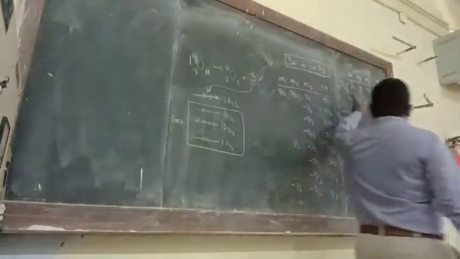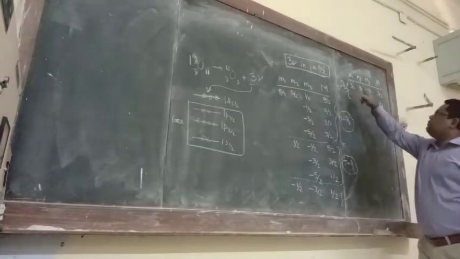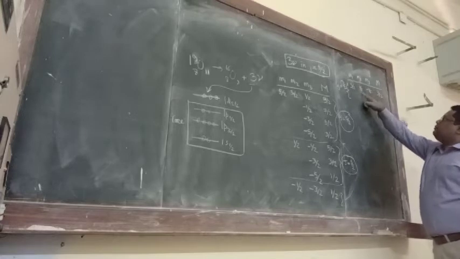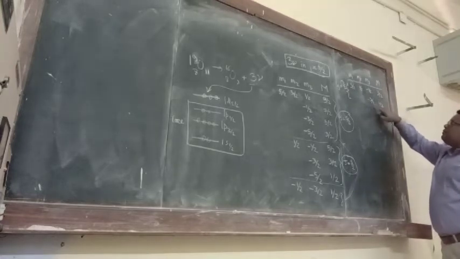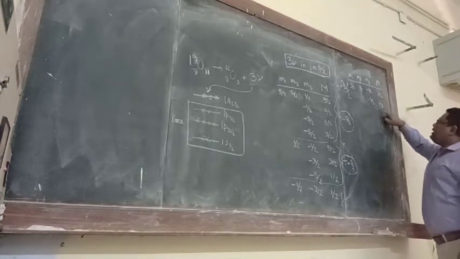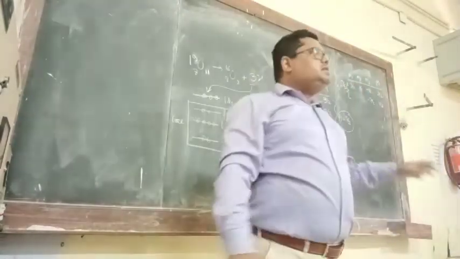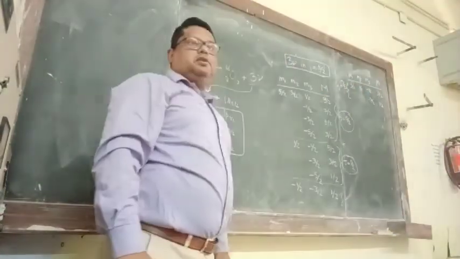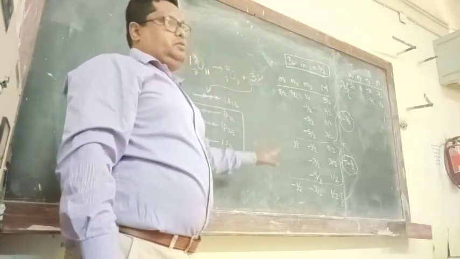Now let us look over here. So now I am going to change this M1 to 3 by 2. M2 is half. M3 minus half. This gives me 3 by 2. Next, I am doing minus 3 by 2. This gives me half. And after that, again I will start getting negative values. I am not going to go for that. So these are all the possibilities which give me only positive total M values.